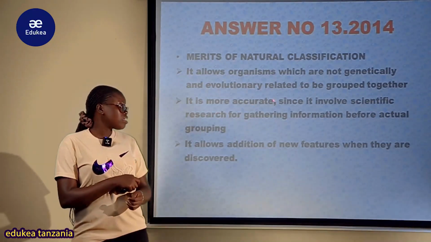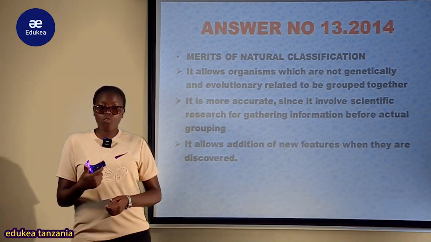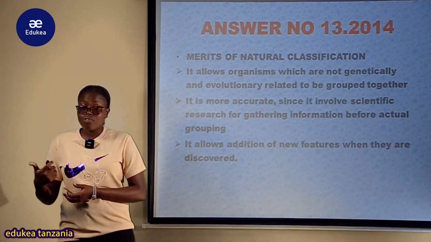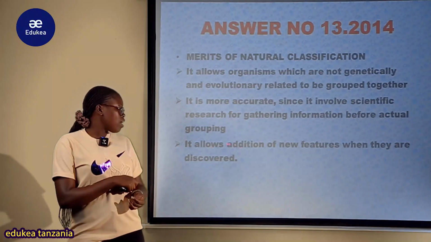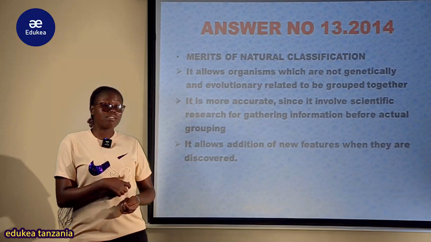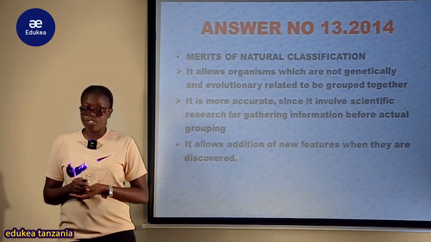Vile vile it is more accurate since it involves scientific research for gathering information before actual grouping. Kwa hiyo it can be subject to the scientific finding and approval. Kingine, it allows addition of new features when they are discovered. Vile vile it allows the discovery of other additional features.